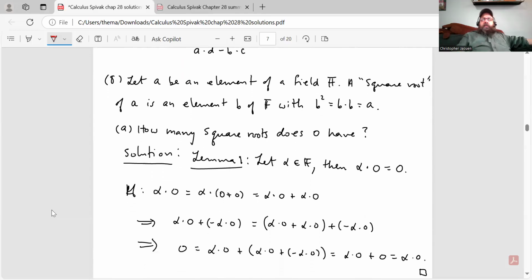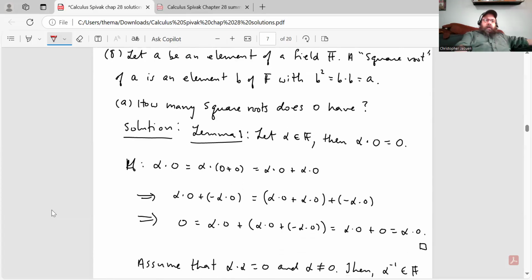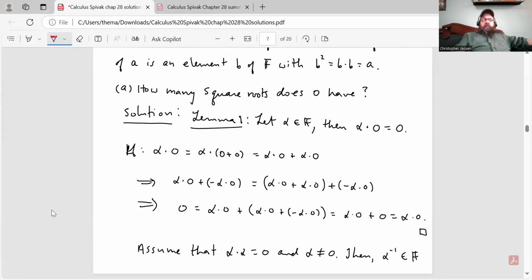Okay, question number 8. Let A be an element of a field F. A square root in quotes of A is an element B of F with B squared equals B times B equals A. And there's multiple parts here. Part A says how many square roots does 0 have? So in order to do this, I had to make some lemmas because we haven't really talked too much about other properties of fields. And actually, I probably should have done another lemma here, but I'll just state it because I've proved this in other areas.